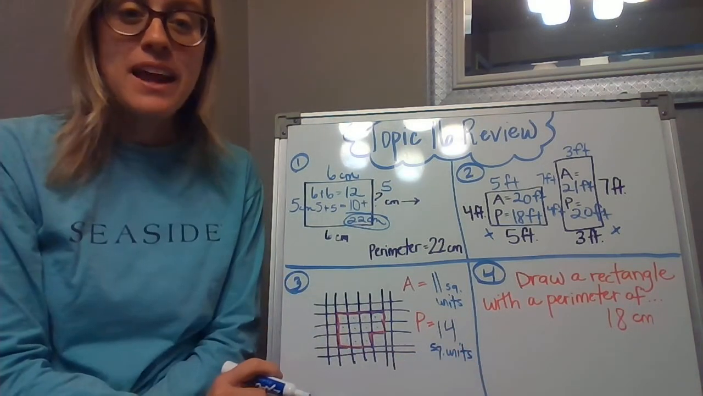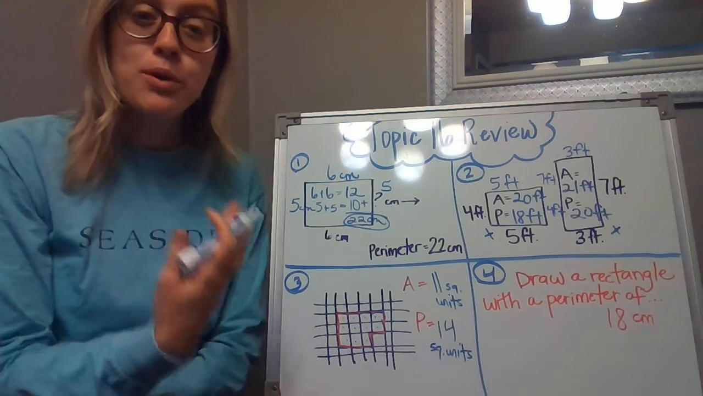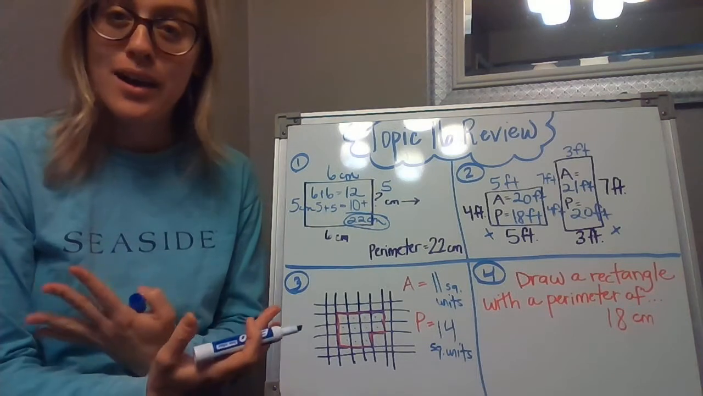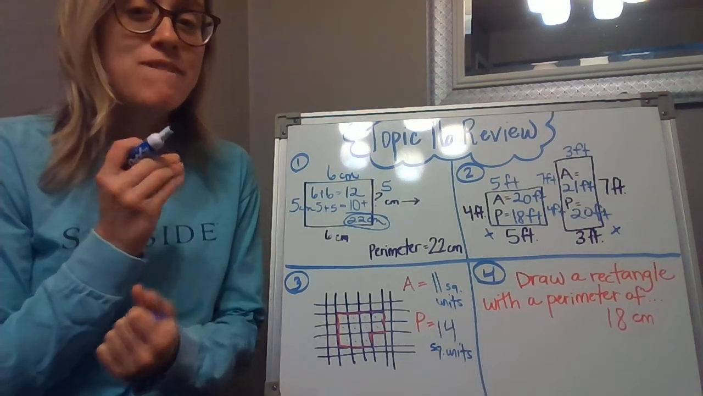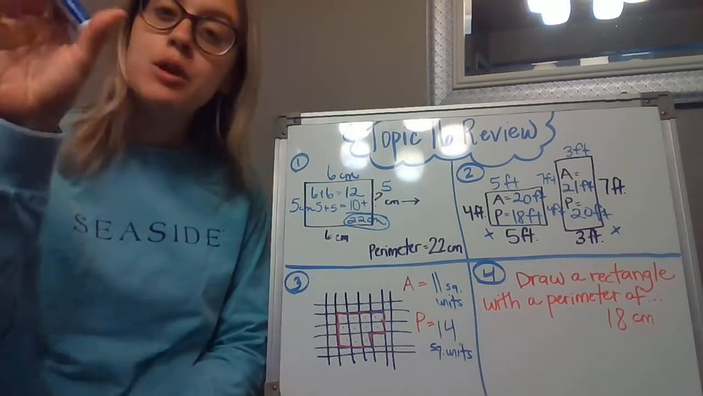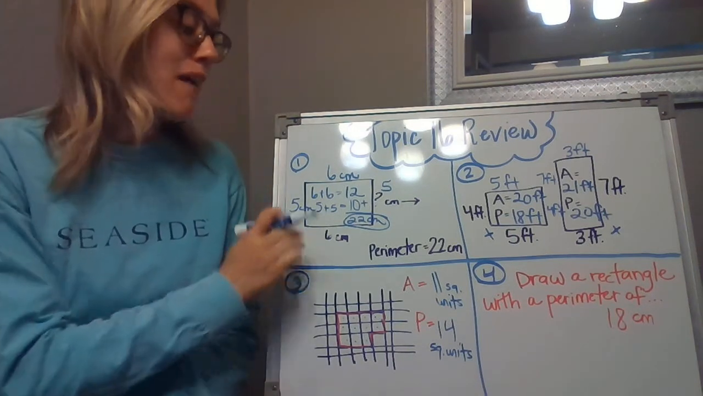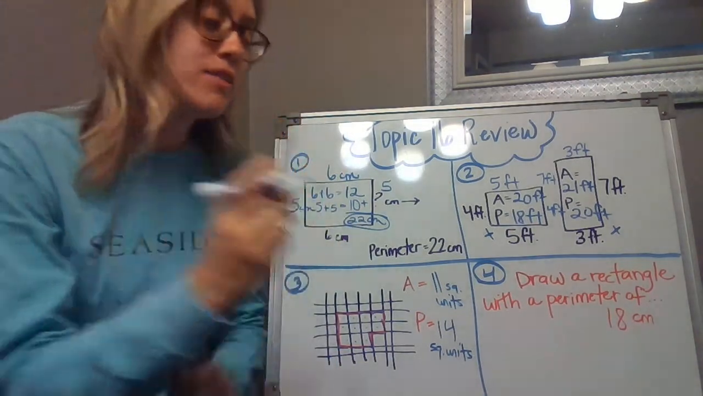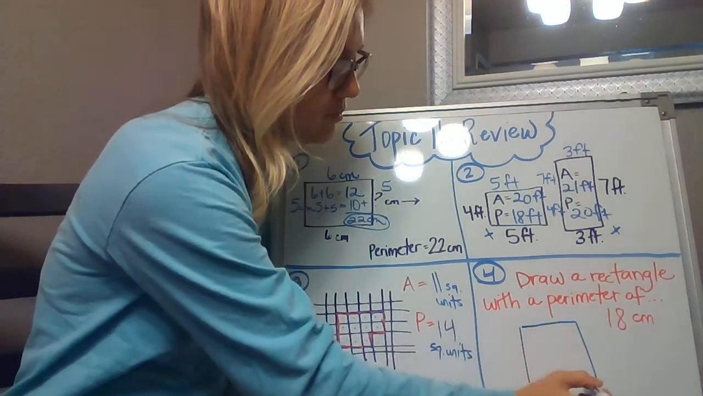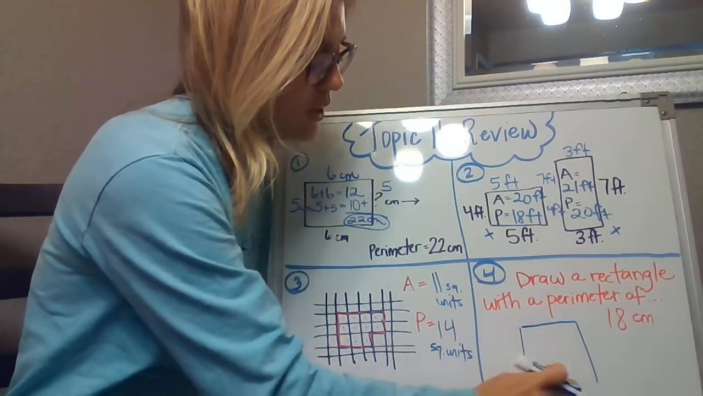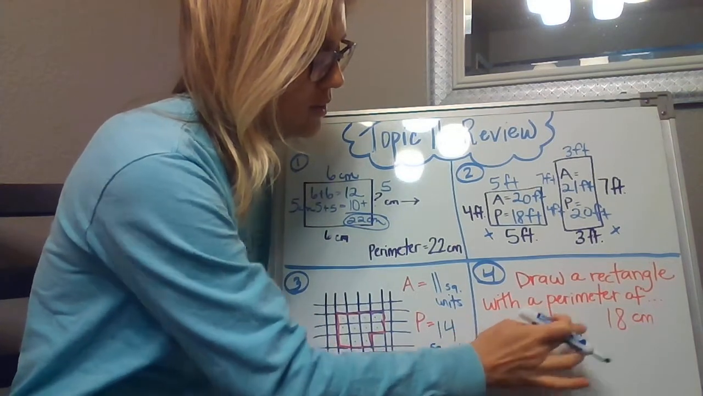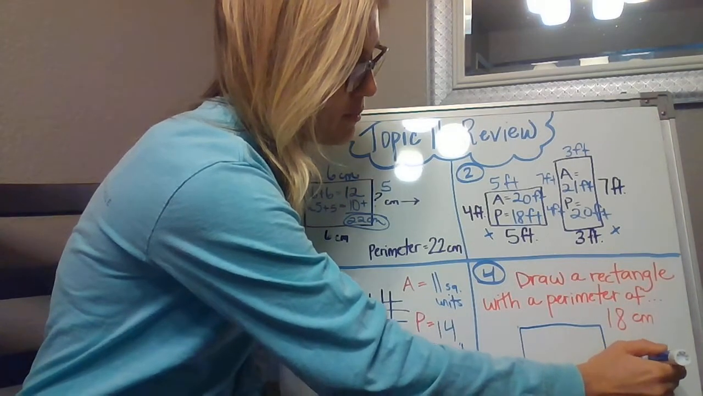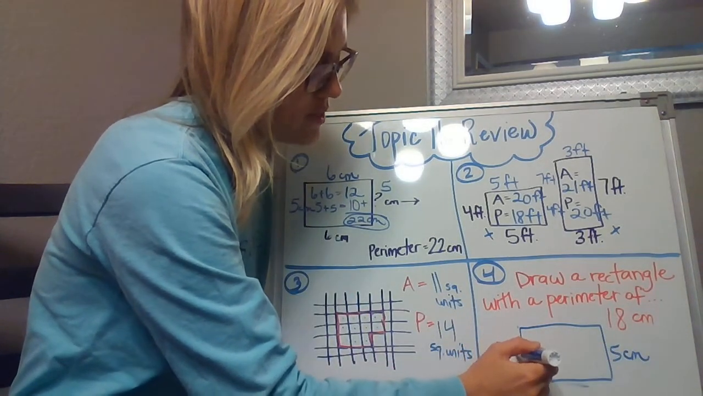All right, last but not least, draw a rectangle with a perimeter of 18 centimeters. This might be a little bit of trial and error, but the first thing I think is, okay, I'm going to pull out that 10. And I remember from question 1, I can have both of my side lengths on the opposite sides be 5. So I'm going to start by doing that. Looks a little more like a square. Let me make this more of a rectangle. I want to call this side 5 centimeters and this side 5 centimeters.